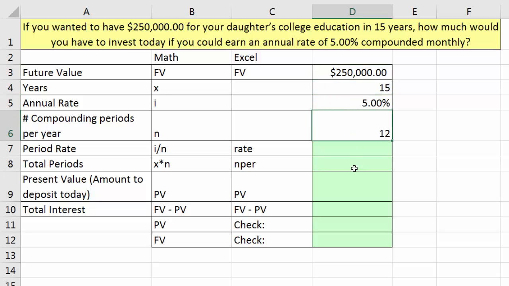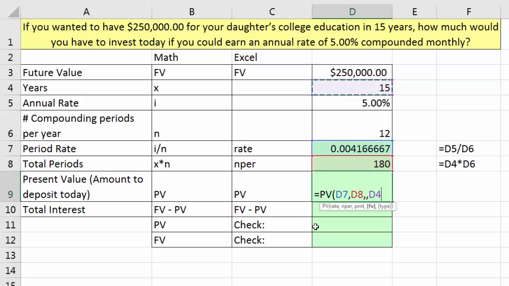Years, annual rate, number of compounding periods per year, equals, to get our period rate, annual rate divided by 12, and enter. Total number of periods, years times months, 180 periods. So the present value equals PV, our rate, period rate, comma, NPER, total number of periods, comma, comma. And as a positive value, we're going to enter in future value. Close parentheses and enter. Now, we're actually doing all of our calculations from an investment point of view.